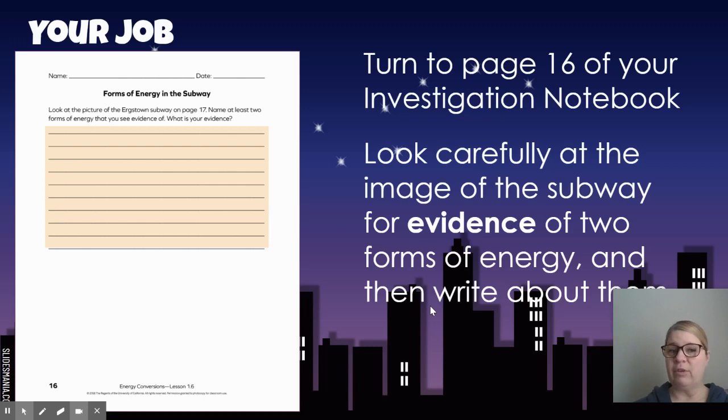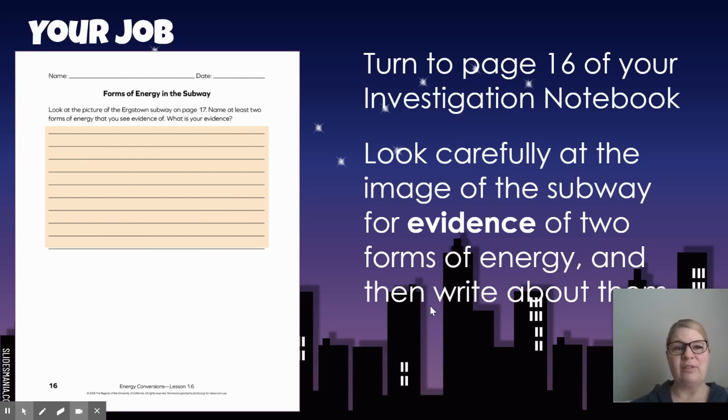So again, we're going to look at the picture of the Ersktown subway on page 17 in your investigation notebook, and you're going to name 2 forms of energy output. Is it sound? Is it light? Is it motion? Or is it thermal? You're going to pick 2 of those 4. And you're going to find some evidence that you see, or possibly that you could hear from that picture. And you need to try and do your best to answer this in complete sentences. So restate the question, give me enough information, and use correct spelling, punctuation, and grammar.